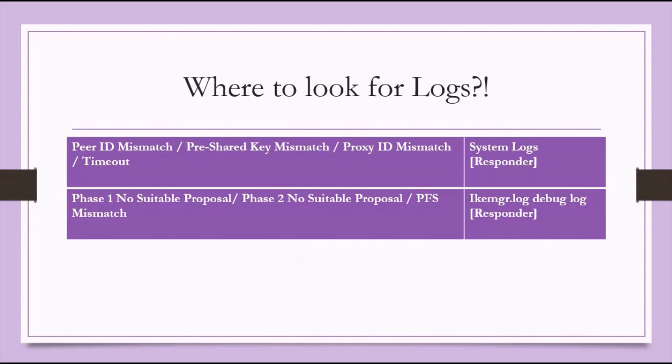IKE manager log will help you to find exactly why phase one or phase two proposals are mismatched and what exactly the mismatched parameters are. Also, if there is a BFS option mismatch between the two peers. So let's see how we troubleshoot in our lab practically, so you can follow the steps if you have this problem.